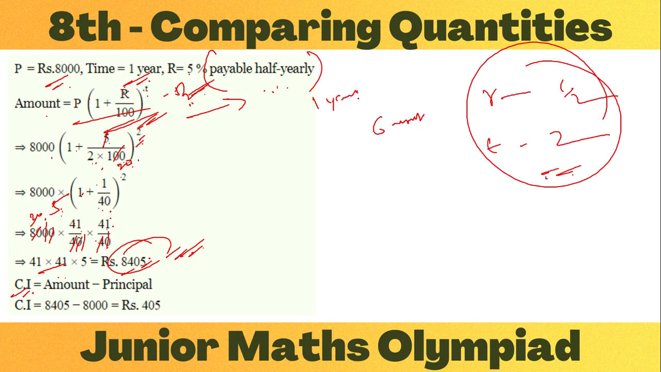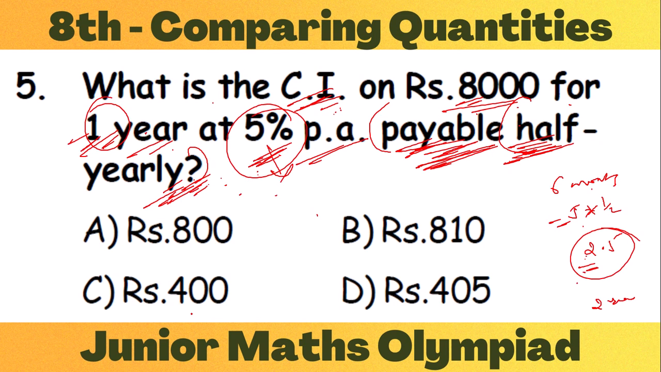But what is the interest? Only compound interest. From the total amount, the initial principal we have to subtract. So 8,405 minus 8,000, which is equal to 405, is the correct option. So option D is correct.